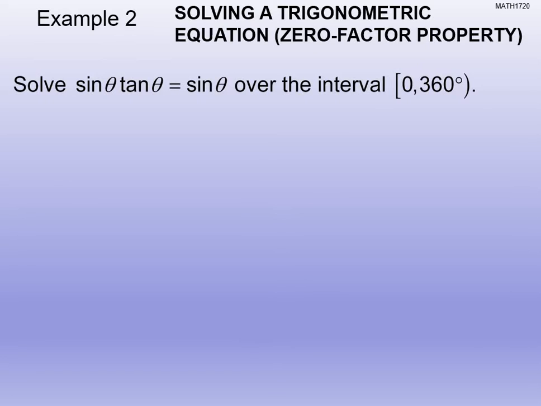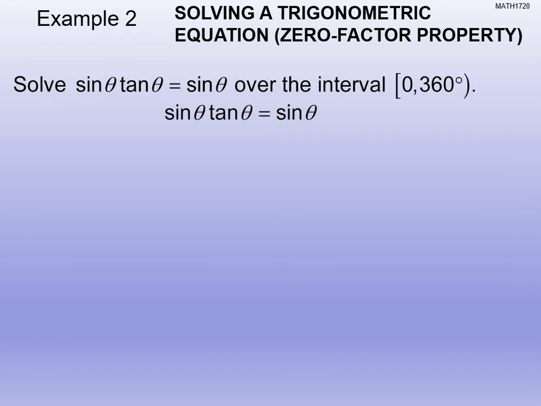So this is where we take our equation and set it equal to 0 and solve. So in algebra, right, we set the equation equal to 0 and solve for x. We're going to do the same thing here. This is called the zero factor property.